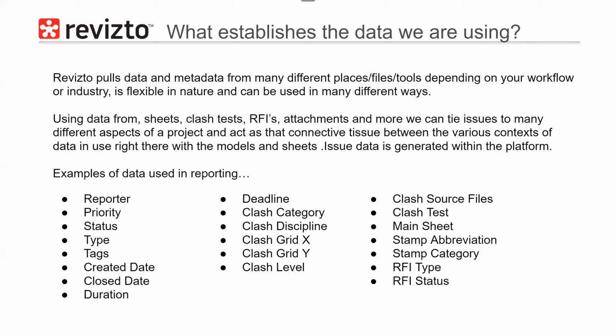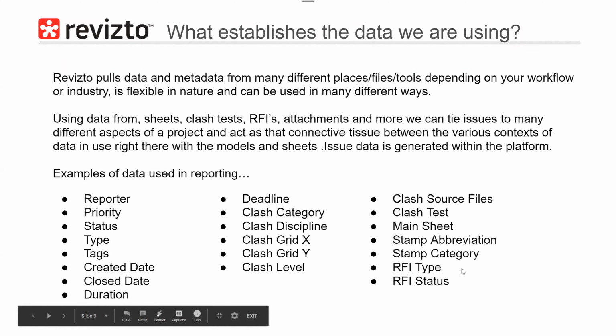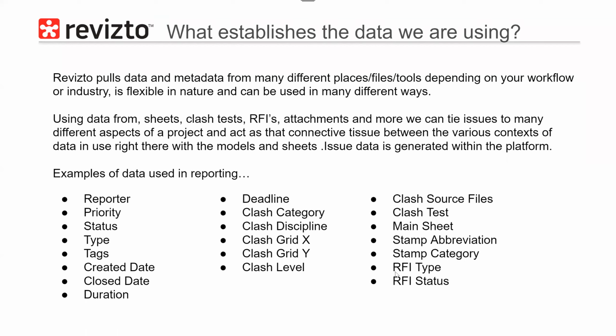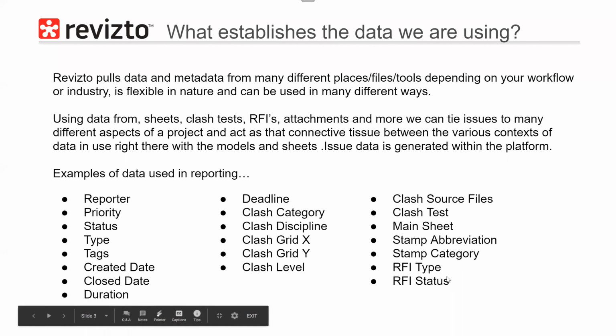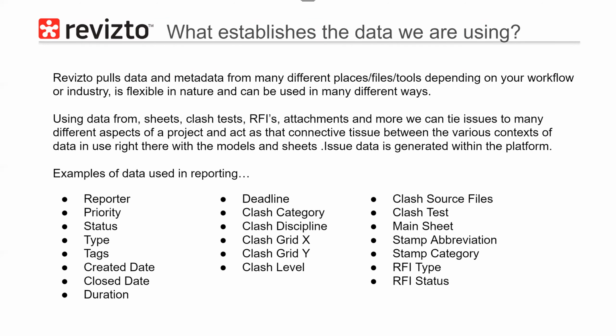Here I have listed out the different types of data that we use in reporting. So as you can see, we have quite a list of different types of data that we can use, including metadata coming from Navis, or even metadata coming from some of our RFI integrations with something like Procore. So in here, we can report on a clash test. We can report on issues found on an iPad out in the field. And we can also report on different types of RFI statuses and types that have integrated with Procore.